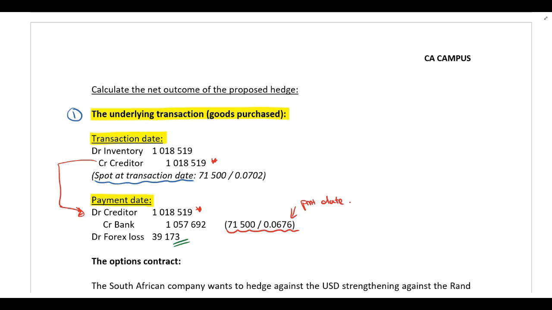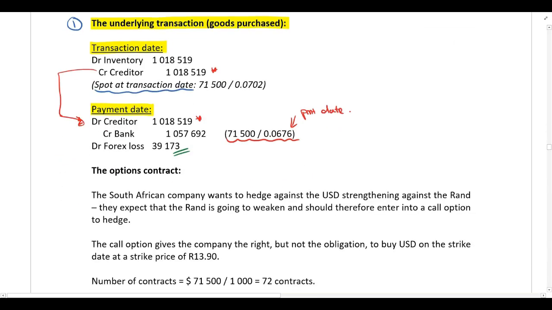So I don't want to go into this in too much detail. We have already discussed this when we looked at the futures contract. So if you're struggling with this, please go back to the discussion with the futures contract. The underlying transaction in this example is exactly the same. The only thing that changes is instead of trying to hedge the currency risk using a futures contract, we are now trying to hedge the risk using an options contract.